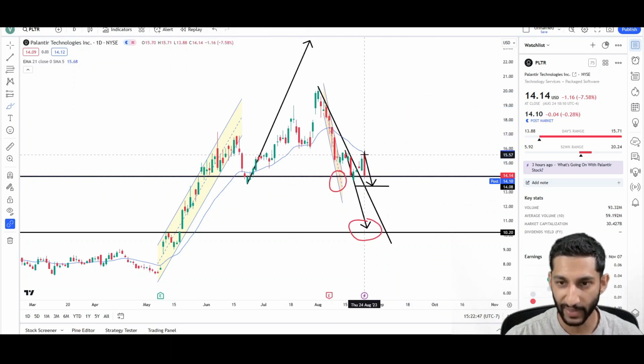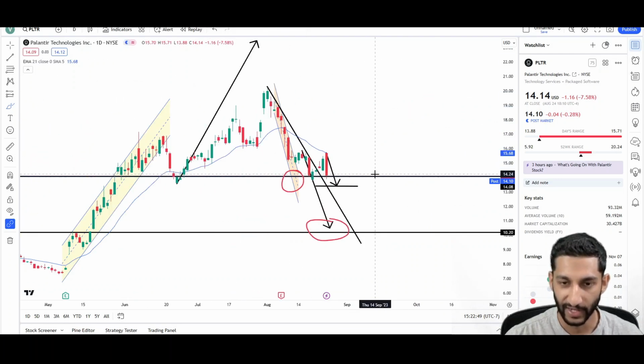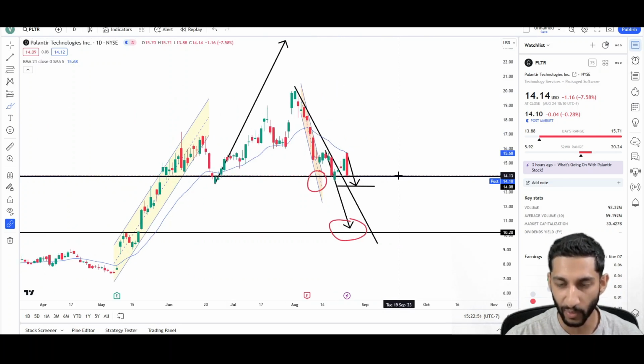But look at what happened last time we got to the EMA. We got rejected from it. So it's still clearly, the bears are taking the lead. They're taking the dominance on the chart. So that's why I'm looking for more downside.